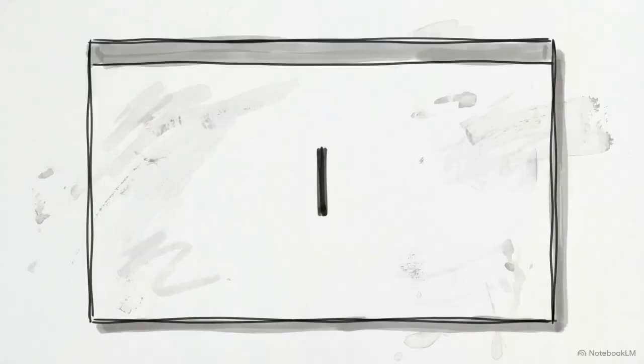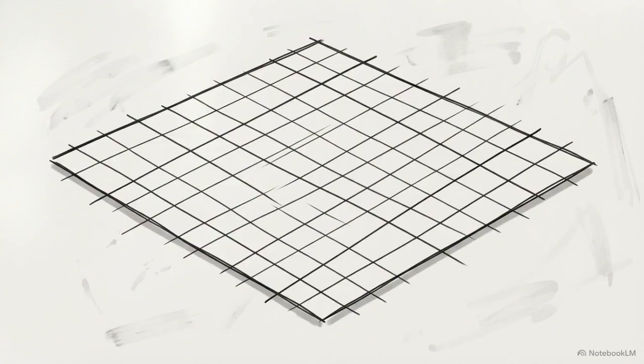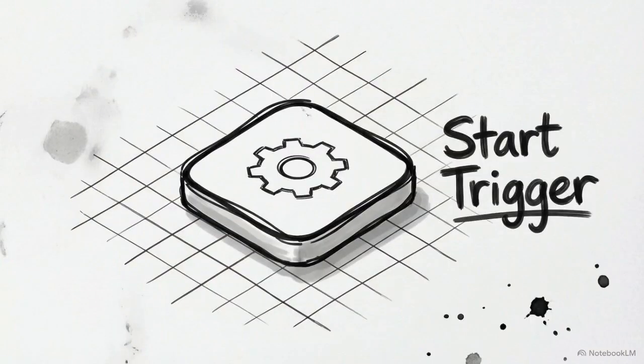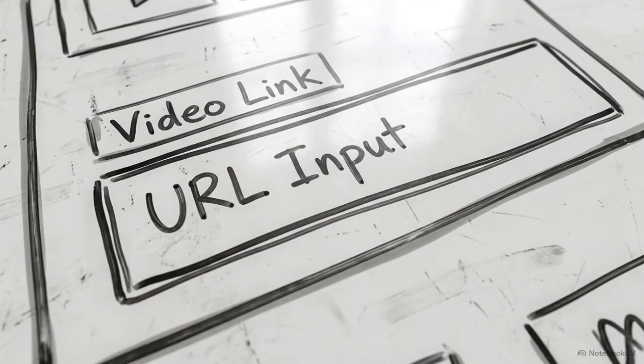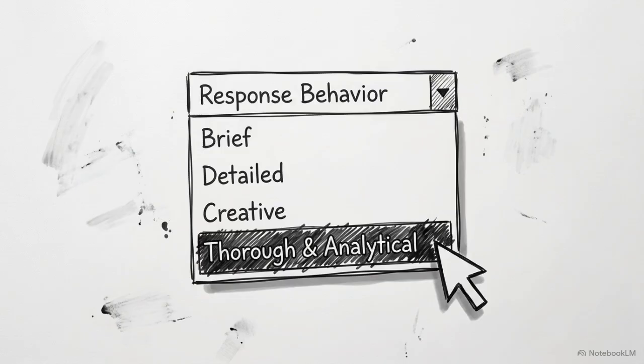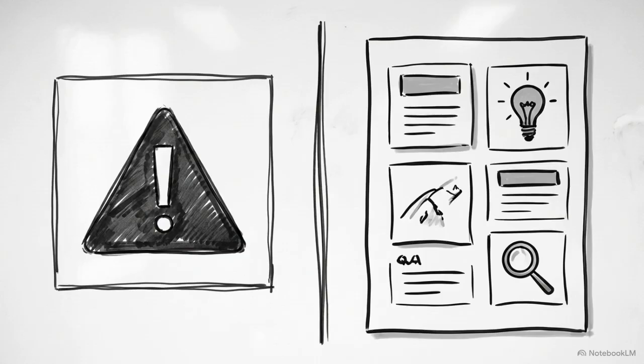Step 1 is capturing the input. Create a new n8n workflow. Add a form submission node. Add a video link text element. Before closing this node, change the form response behavior to only when workflow finishes. Because this automation takes a minute, skipping this returns a blank screen rather than the result.